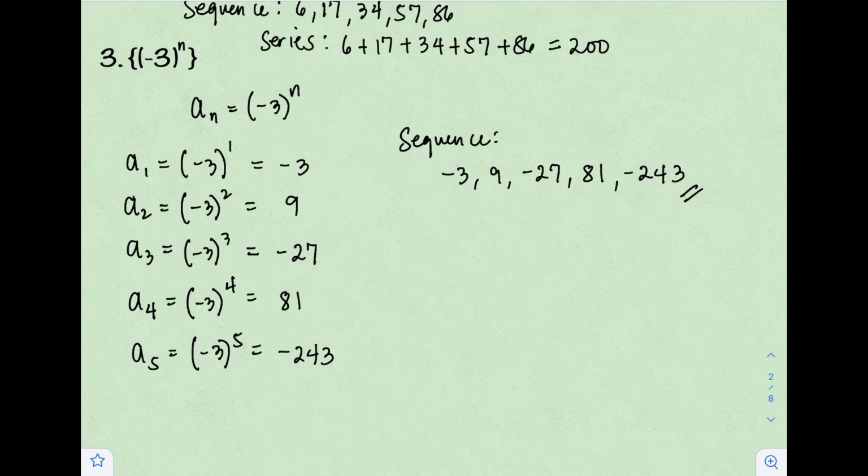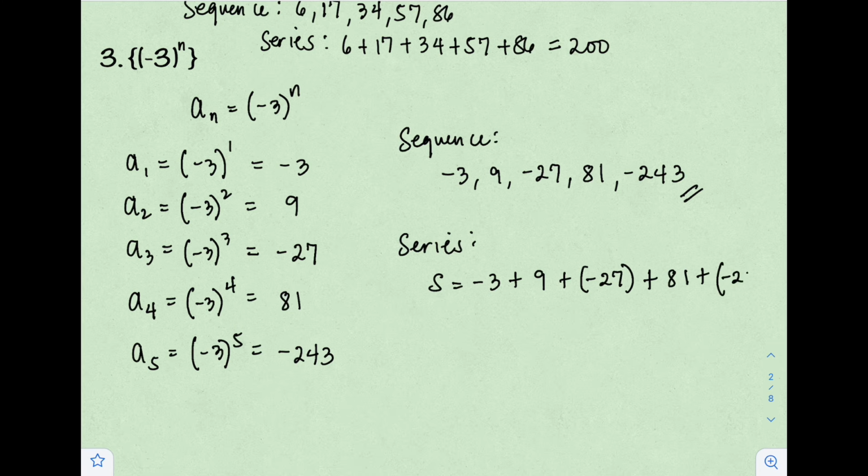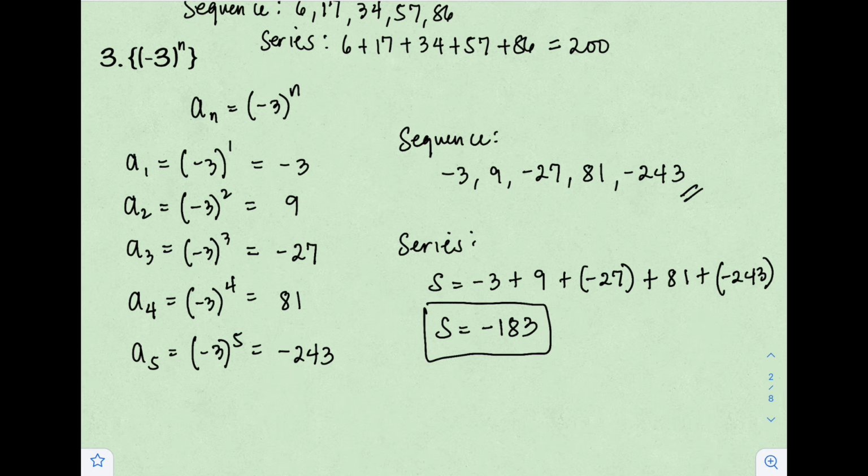Okay? So, next, ang series naman natin is S equals negative 3 plus 9 plus negative 27 plus 81 plus negative 243. Okay, so ang total natin ngayon dyan, so ang value ng ating series is equals to negative 183. Nakuha? So, ito na ngayon yung ating sequence and its associated series.